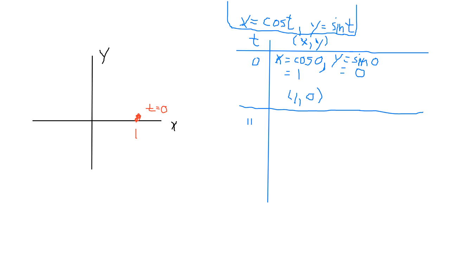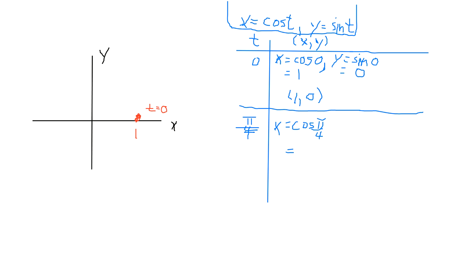So let's try t equals pi over 4. When t equals pi over 4, x will equal the cosine of pi over 4. Okay, we'll get to the y. The cosine of pi over 4, you should know what that is. Pi over 4 is how many degrees? Pi is 180 degrees, right? So pi over 4 is 45 degrees. What's the cosine of 45 degrees?